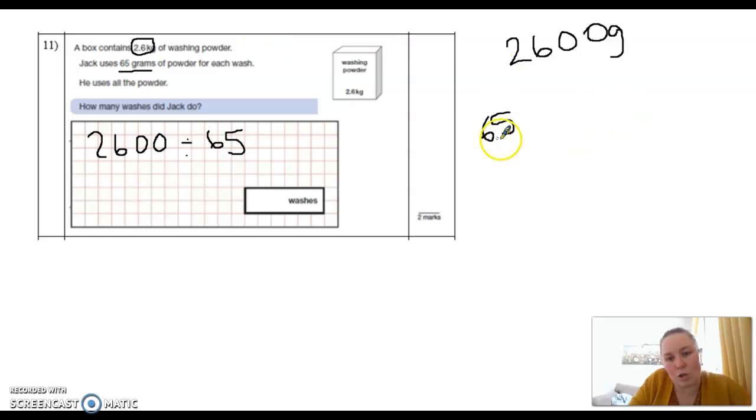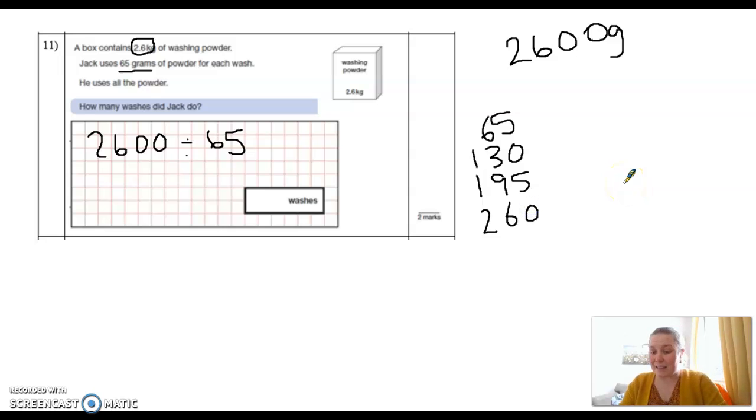So each wash, so he's got one wash, add another 65 would be 130, 2 washes. Add another would be 195, 3 washes. Add another would be 260 grams, 4 washes. Now, I'm going to stop there because I could carry on going till I get my answer, but actually I've got 260.